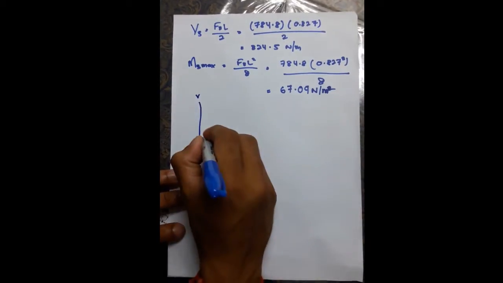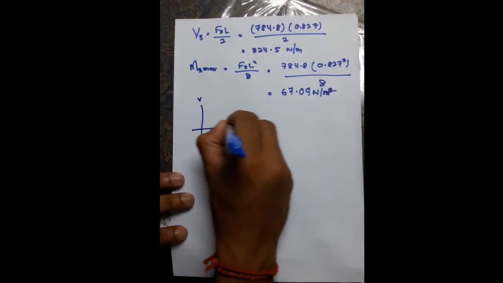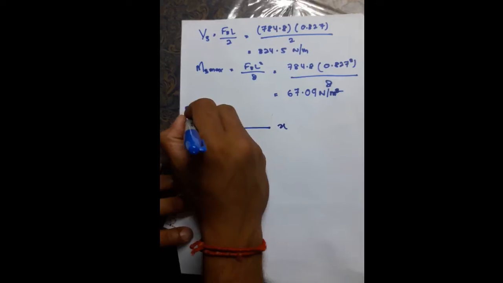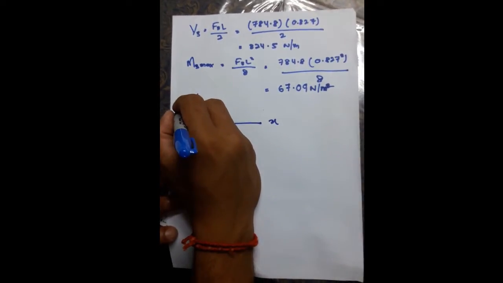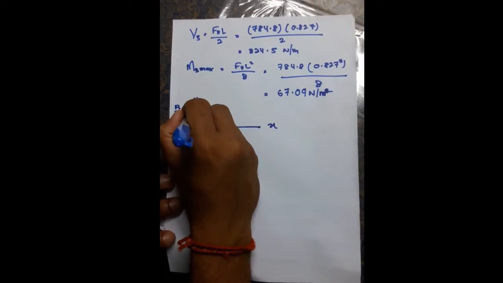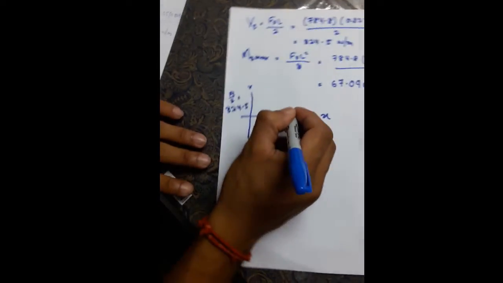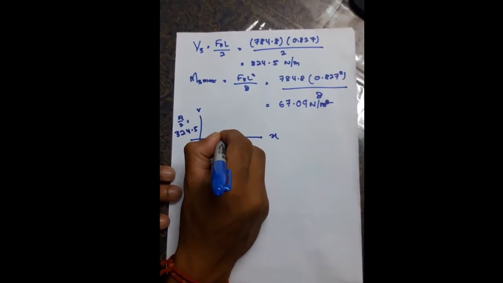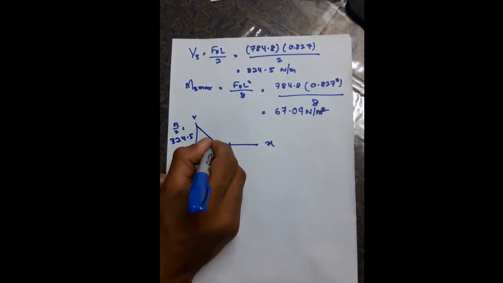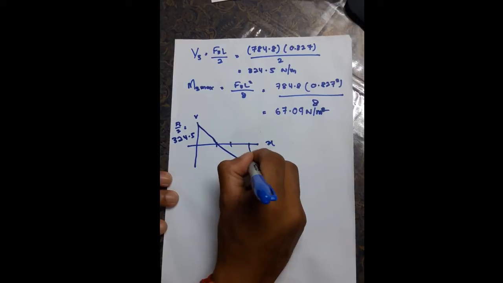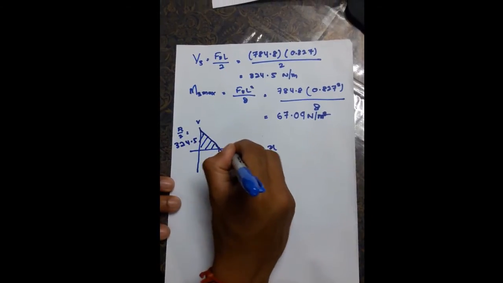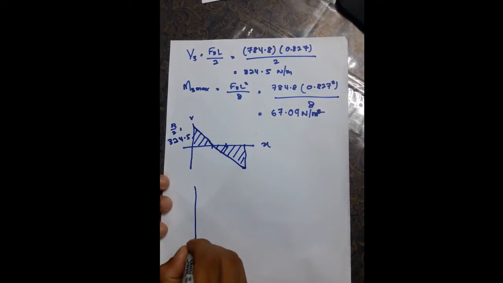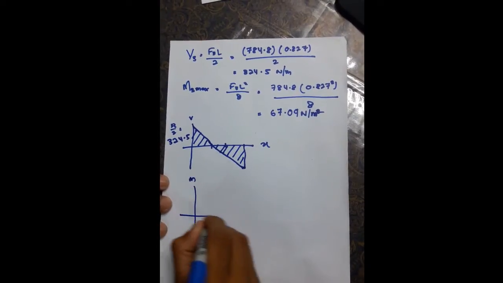Now we are trying to find the shear force for the heaviest person hung on the bar, followed by the maximum moment. The force exerted by the heaviest person is 784.8 newtons. The shear force is equal to 824.5 Newton per meter, and the maximum moment is equal to 67.09 Newton per meter squared. Next, the shear diagram and the moment diagram are sketched.